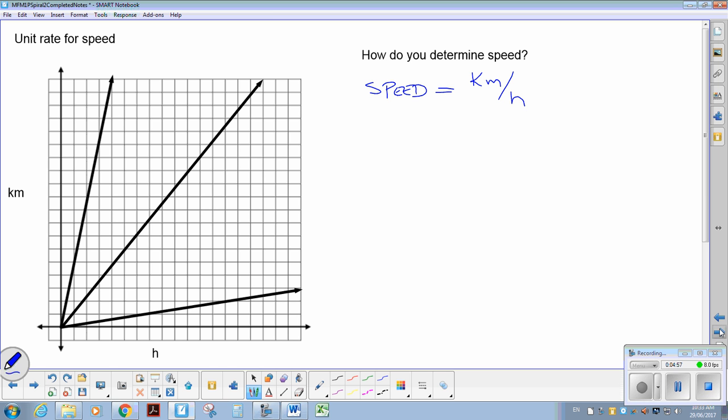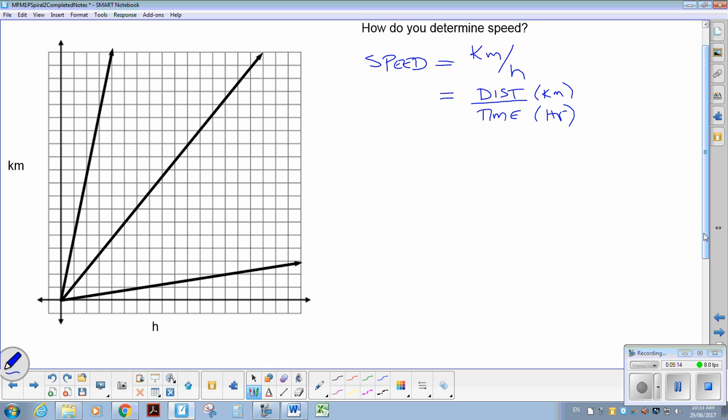So if we break that into a fraction, that means that you are measuring your distance, which is your kilometers, and dividing it by time, which is your hours. Okay, so that's how you calculate speed. So when we look at the graph that's given, we've got 3 lines here, I need to determine distance divided by time. Now the nice thing is with this, it doesn't matter what size of triangle I pick.